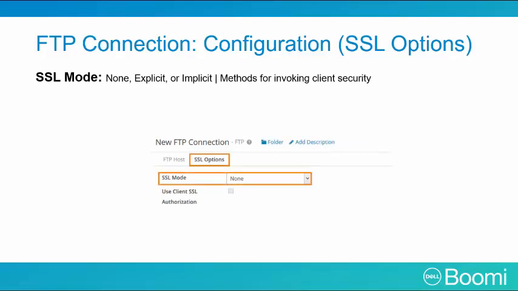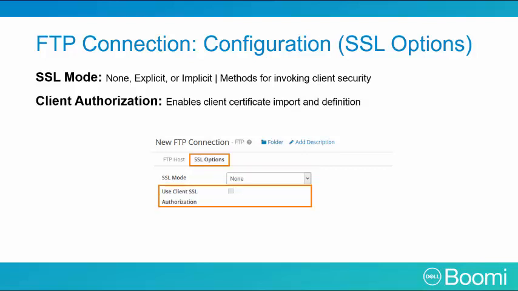The first is SSL mode. It can be none, explicit, or implicit. These are the methods for invoking the different types of client security. It enables the ability to support FTPS, otherwise known as FTP-SSL. Use client security. If this is checked, it enables the client certificate import and definition, if the FTP administrator requires it.